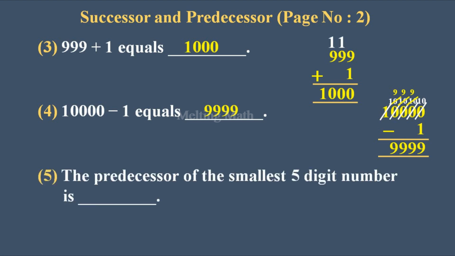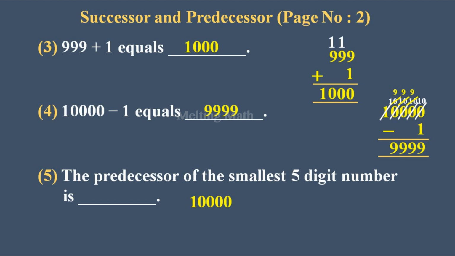The predecessor of the smallest 5-digit number is dash. So we already discussed what smallest 5-digit number means. Here they asked for a 5-digit number, so just write the first digit as 1, and for the remaining 4 digits, write 4 zeros with it. Now we get 10,000.